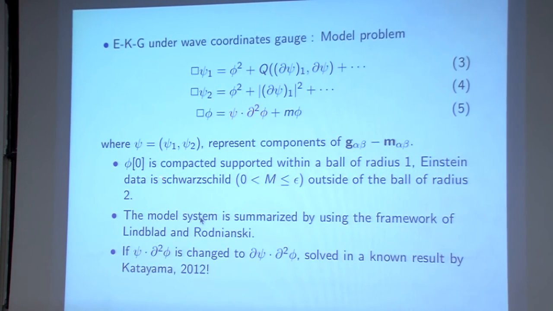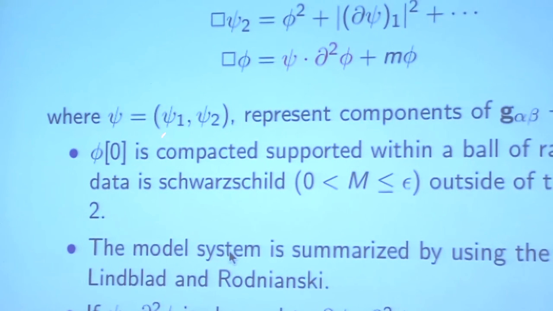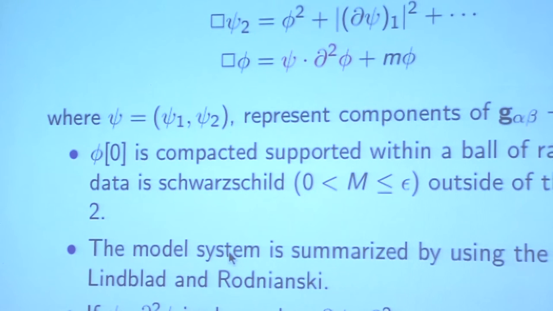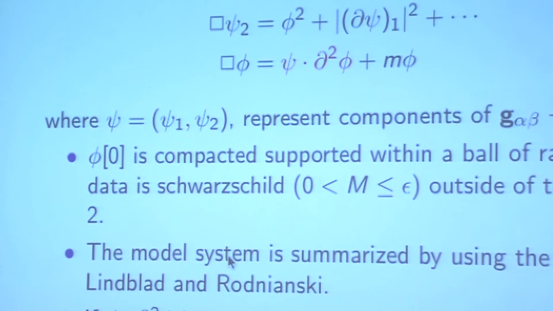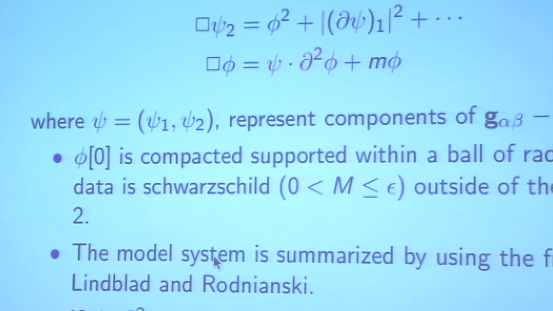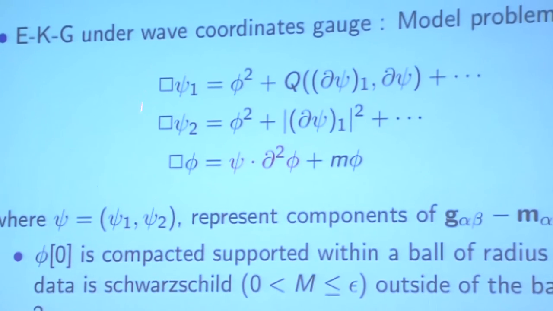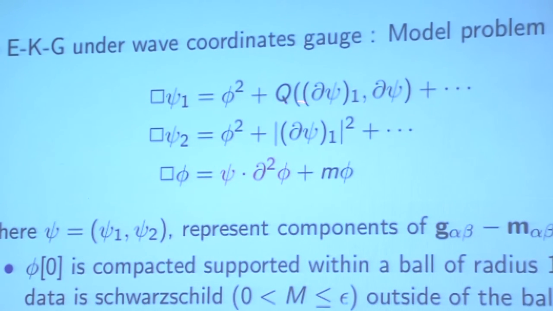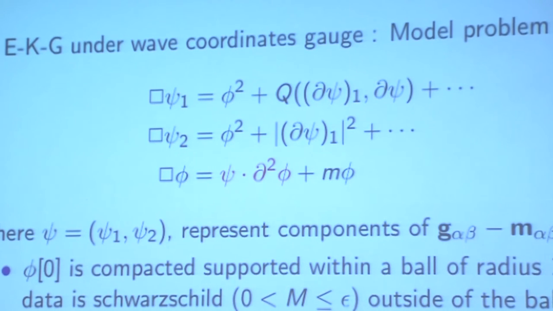Better component means tangential to the cone, so L or angular component. Psi 2 is the transversal component, L bar component. If I put parenthesis 1, it means either better component or derivative along better direction. So if you look at the equation system, in particular addressing this metric, the first line, modulo this Klein-Gordon term, this is a standard null form. In my mind, it's zero.